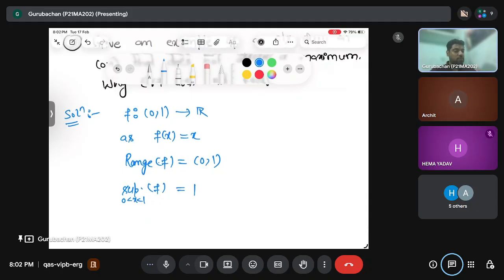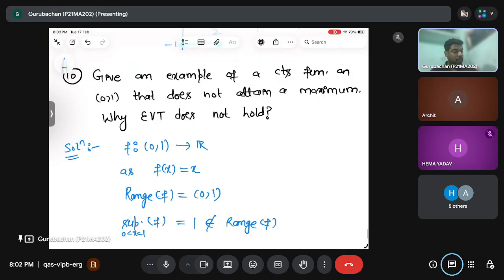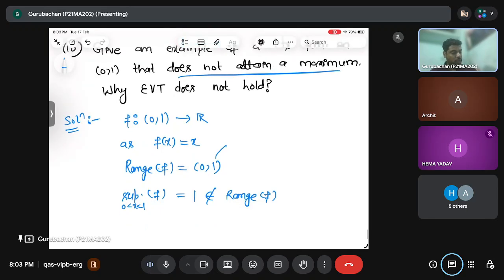So, sir, this is the maximum value. Does it belong to the range? No, sir. It is not belonging to the range. So you have constructed that example that it does not attain its maximum value. This is the maximum value, but it is not attained. Yes, sir. Here maximum means the supremum I'm talking about.